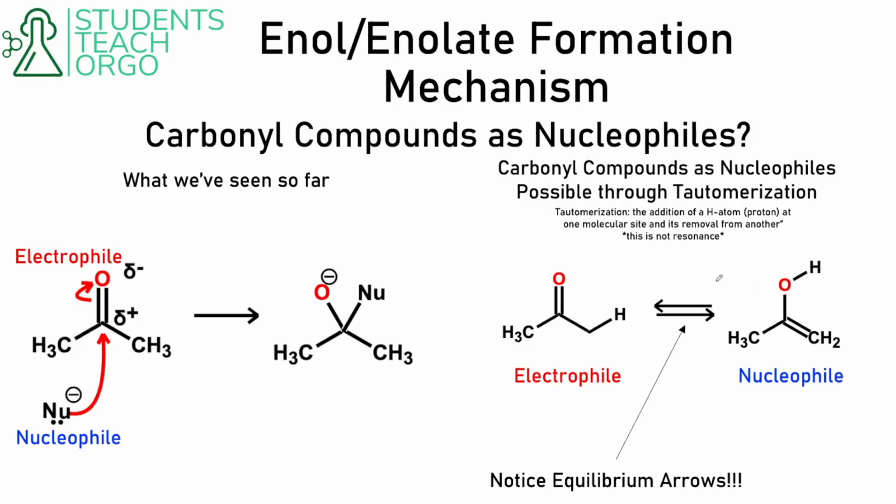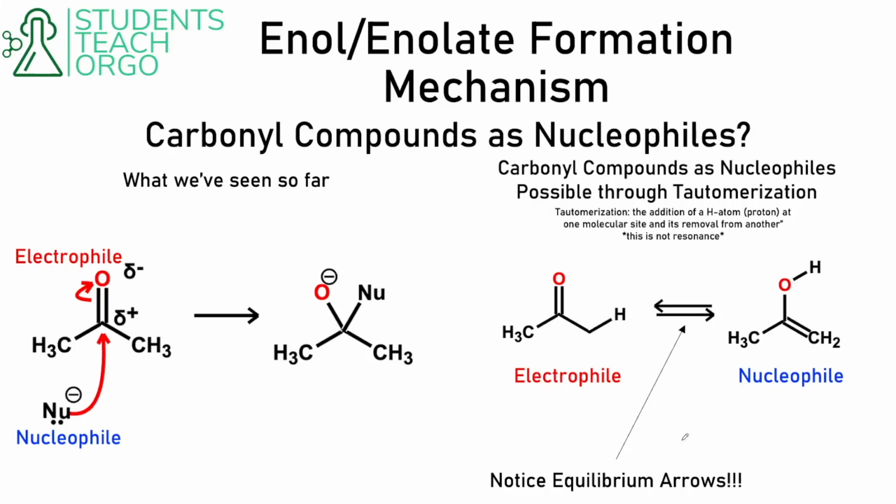Now, this is a special type of isomerization called a tautomerization. And just to explain that jargon, tautomerization is when just a proton changes places. So you can see in the carbonyl form, we've got this hydrogen atom right here. But in the enol form, that hydrogen atom moves up to the oxygen, and we get that double bond.